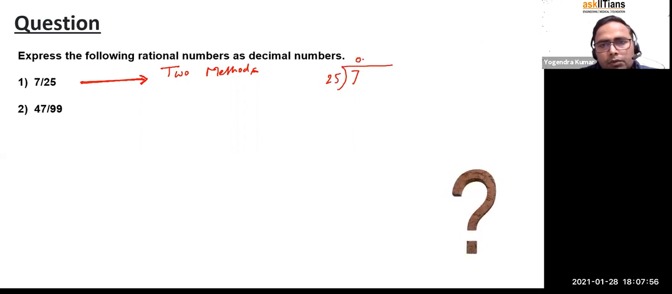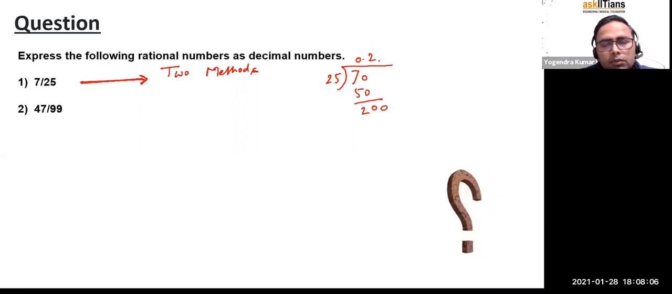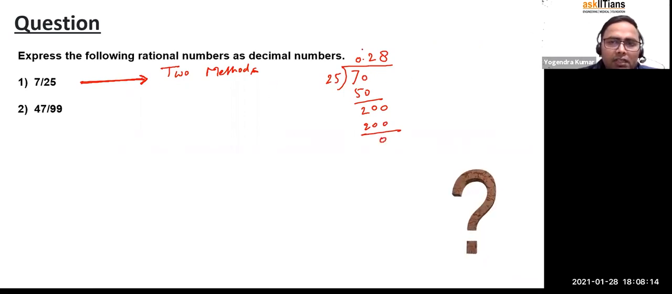Okay, so we'll put a point and 0 here. 25 goes two times, it will be 50. Then we get 0, 2. Now again, this one here: 8 times it will go, and 200. So we got 0. So 0.28. We are getting the answer 0.28.